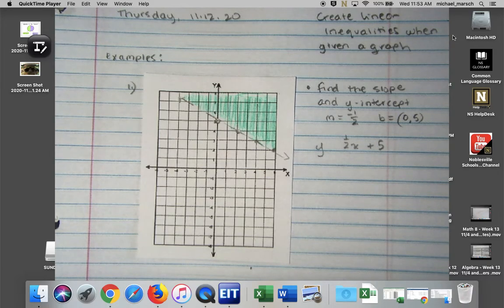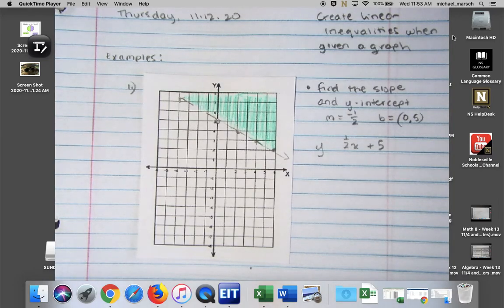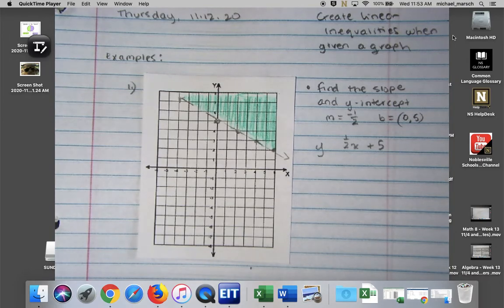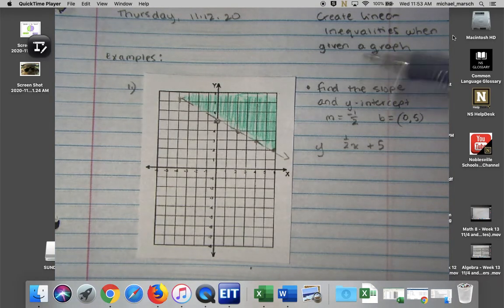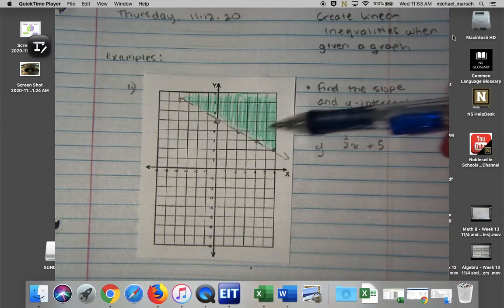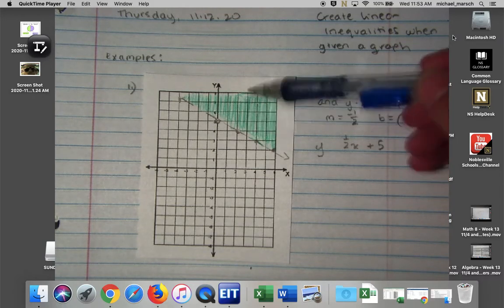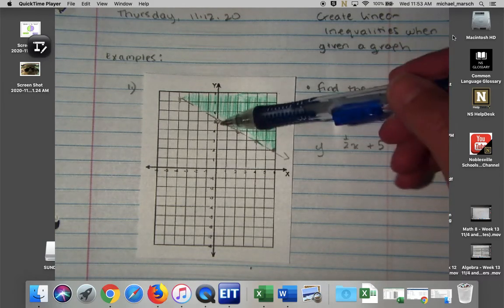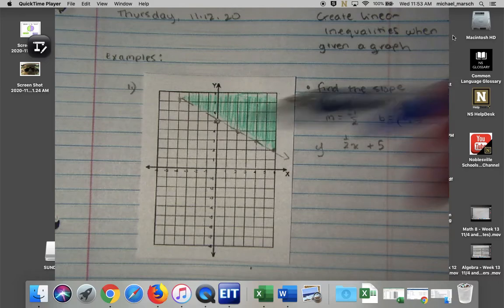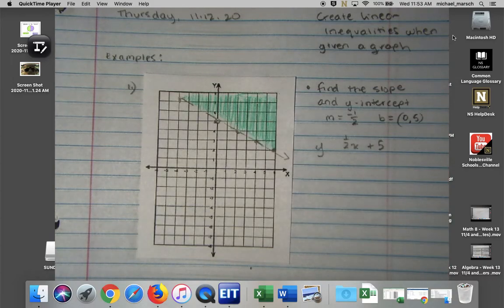I just have to decide what symbol I need now, right? So I know it's going to be a greater or less than. How do I know that? Because it's a dashed line. Okay. So what I can do here is I can just look and say, well, which direction is it going? Is it going up, which would be greater, or is it going down, which would be less?